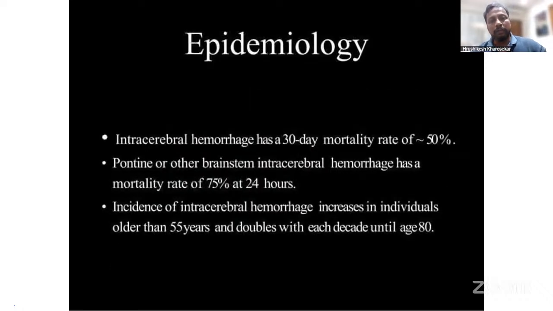So the 30-day mortality for intracerebral hemorrhage is almost 50%, and it increases to 75% when the location is pontine or brainstem. The incidence of intracerebral hemorrhage increases in individuals older than 55, and it doubles as the age progresses up to the age of 80.